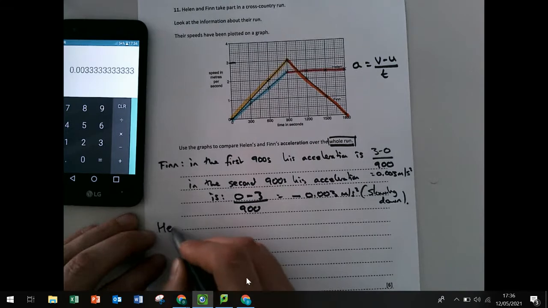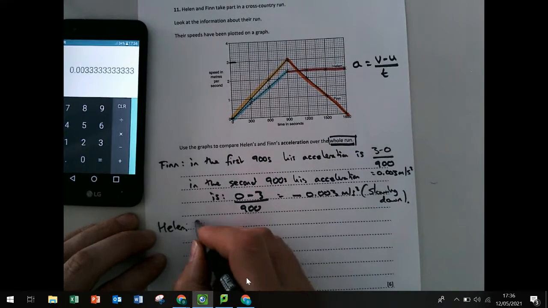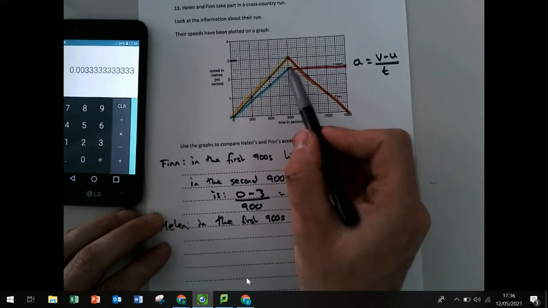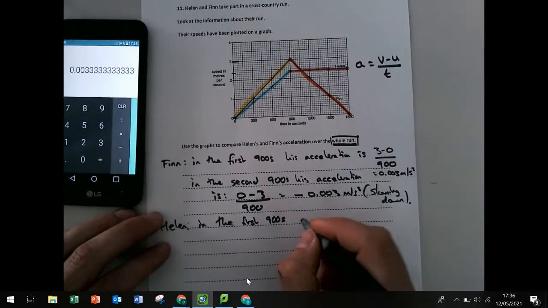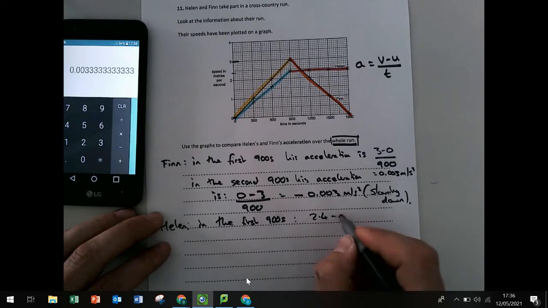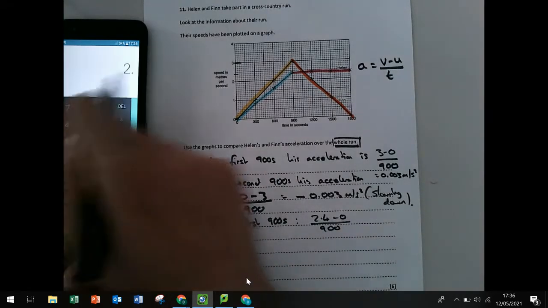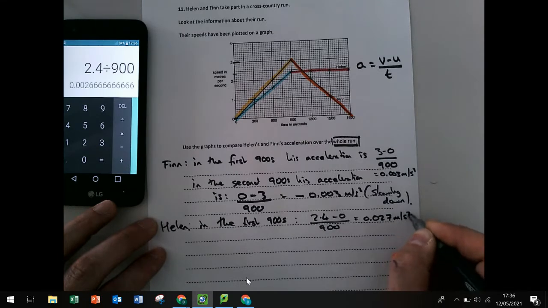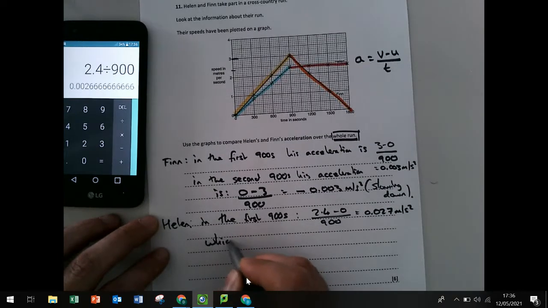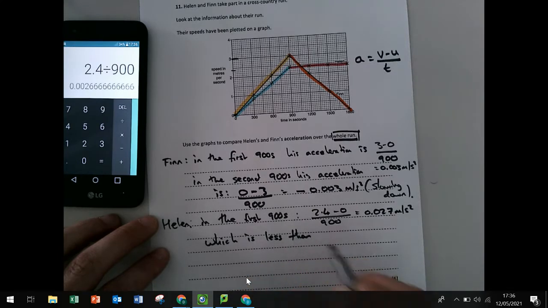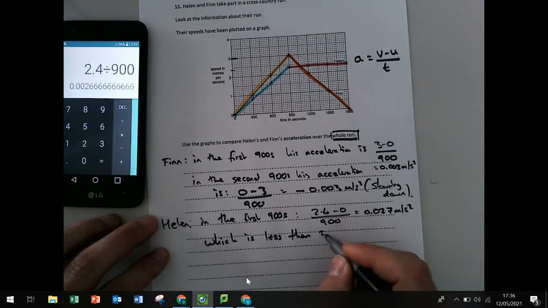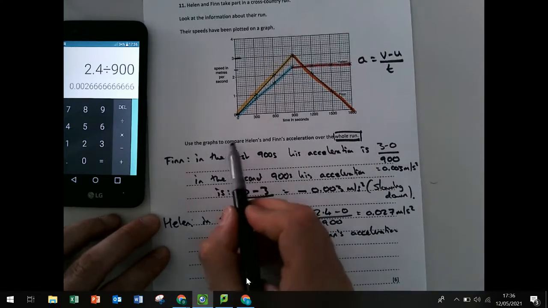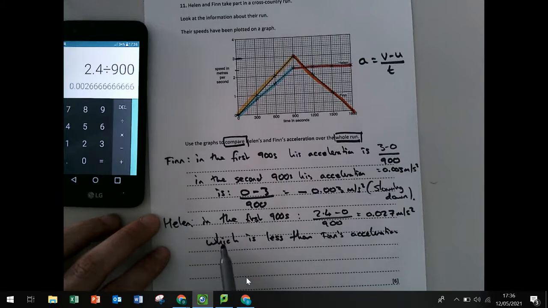What about Helen? Well, Helen, in the first 900 seconds, she is accelerating 2.4 minus 0 over 900, which equals 0.027 meters per second squared, which is less than Finn. And I'm going to make sure I compare, because it does say use the graphs to compare. So I'm going to make sure I've got that comparison in.